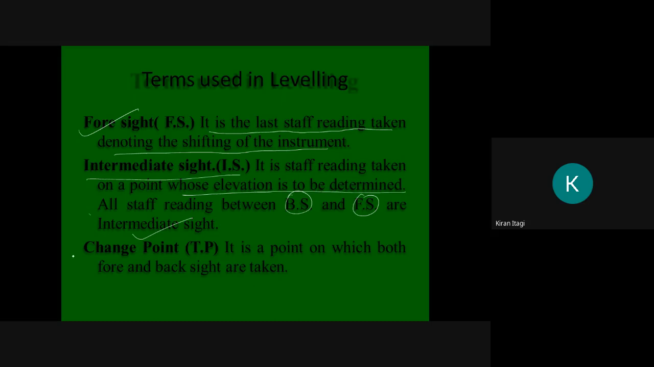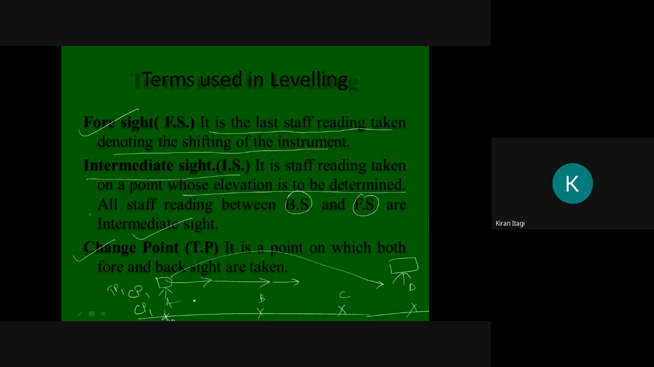Then change of point, which means you are shifting. This is my station A, here it is B, and it is C, and it is D. Initially, you have kept your instrument here and taken the backsight. Then if you move your instrument from station A to station D, this will be CP1, or you can call it TP1. Change of point 1, and this will be change of point 0, this will be 1, like this.